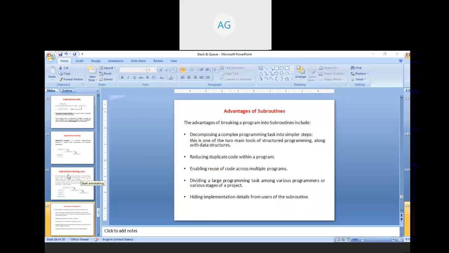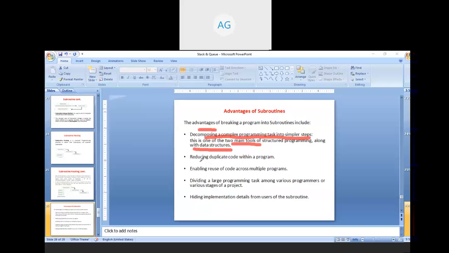Now the next topic is advantages of subroutines. There are many advantages of using subroutines. First, it is used in decomposing the complex programming task into simpler steps. This is one of the two main tools of structured programming along with data structure. So basically it is used to decompose a complex program into simpler steps.